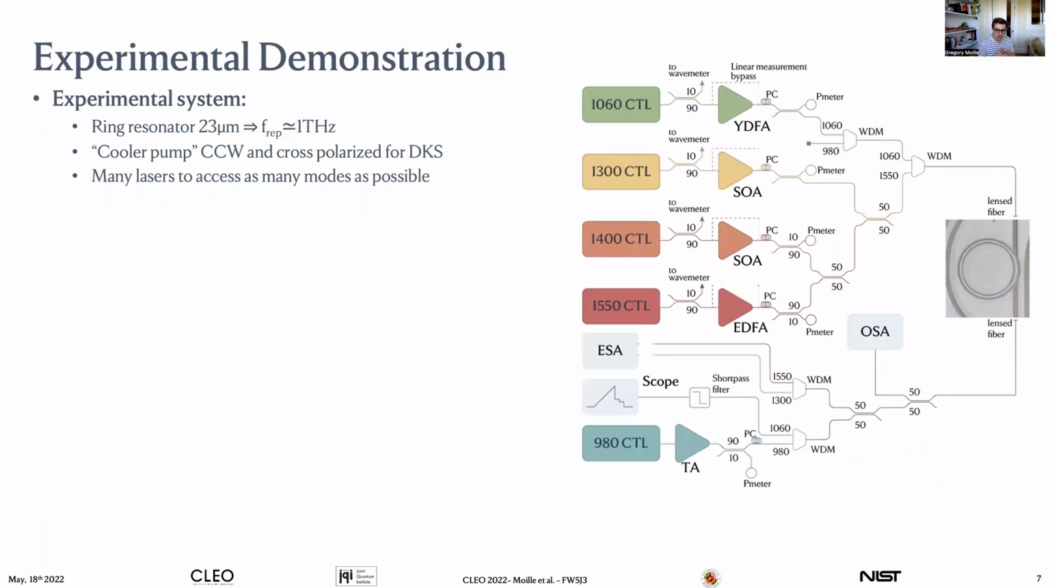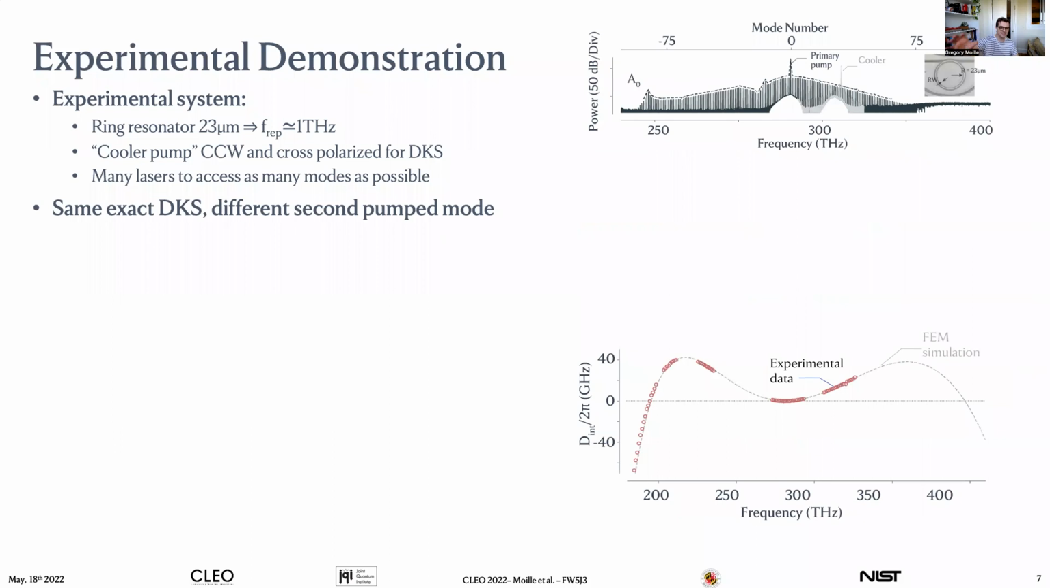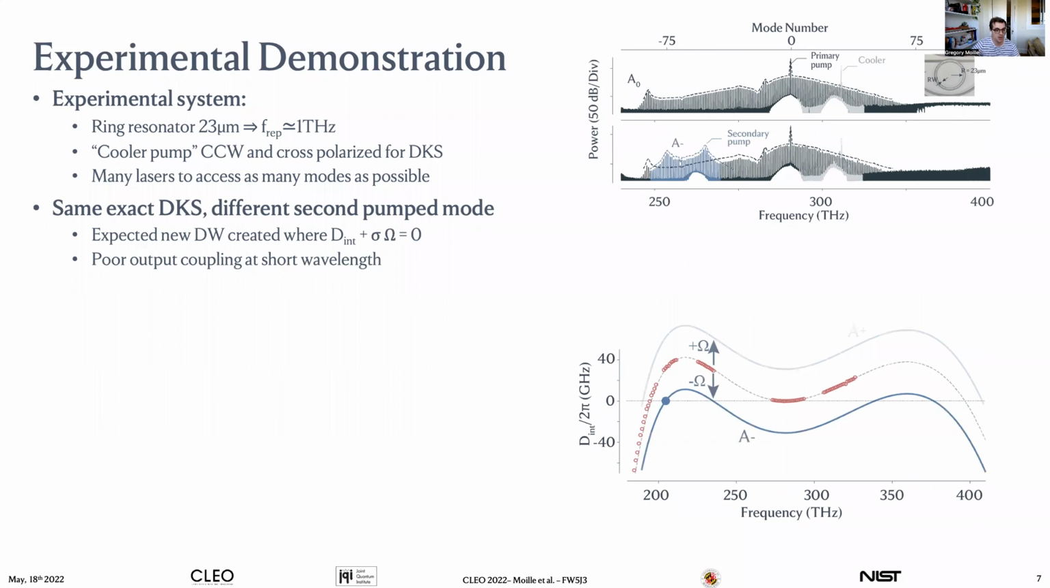So here I'm going to try to demonstrate this theory experimentally. To do that, we use a 1 terahertz ring resonator, to which we send a cooler pump at 980 to thermally stabilize the system, to create the DKS pump at 1060. And we have a lot of other lasers to access all the different modes possible. So we use the same exact Dissipative Kerr Soliton that we pump at 1060, and we extract the experimental integrated dispersion, which matches very well with FEM simulation.